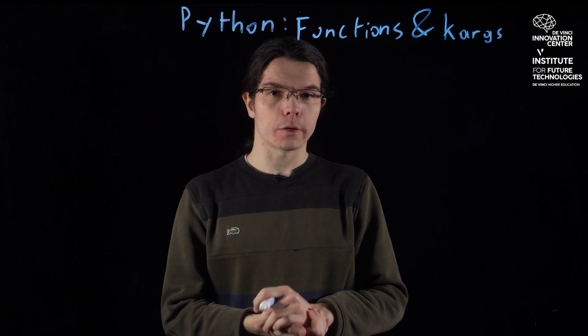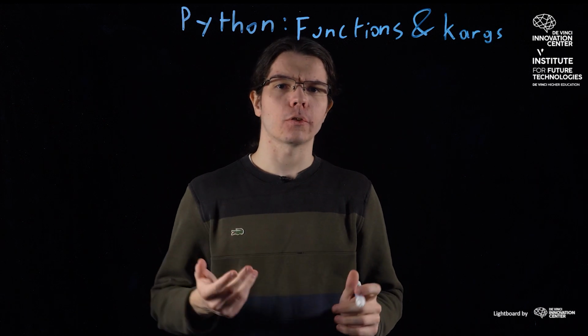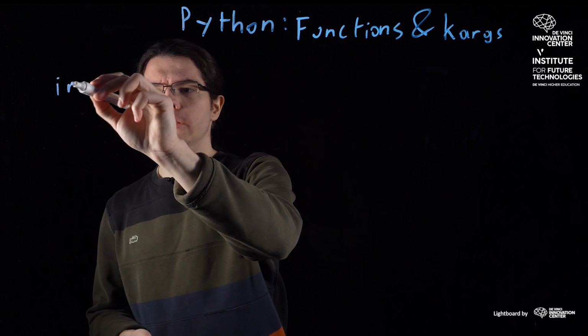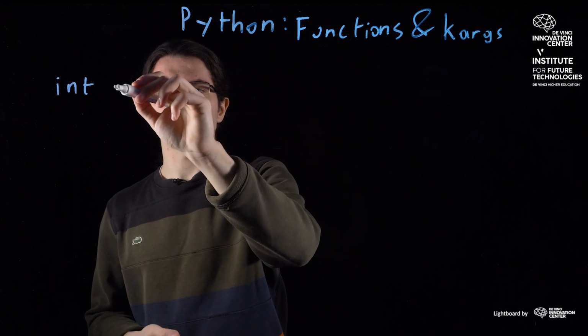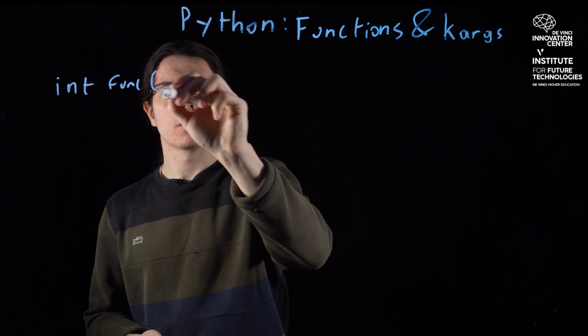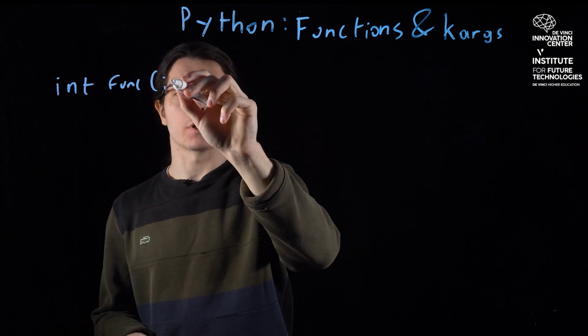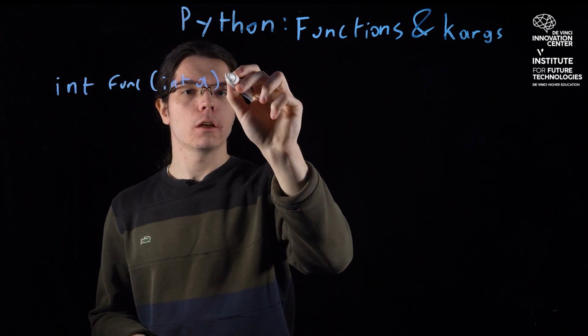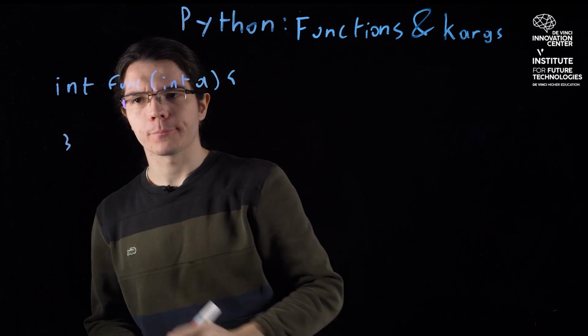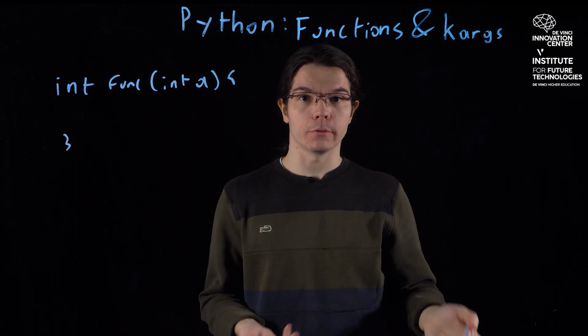Now that we've seen how to write basic Python, let's have a look at functions. So you remember in C, when you were writing a function, we were actually giving it its return type, the name of the function, like function, arguments, if we had any, like int a, and then the function body, or the function prototype if we were in the header file.